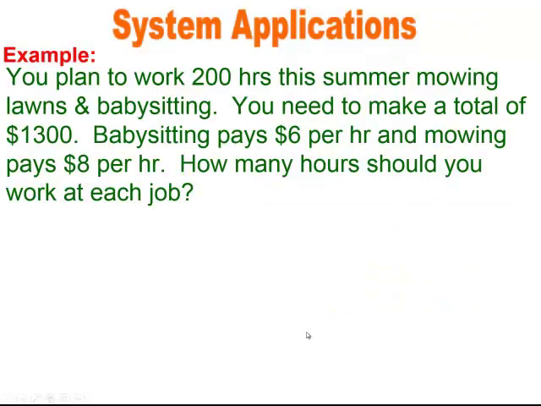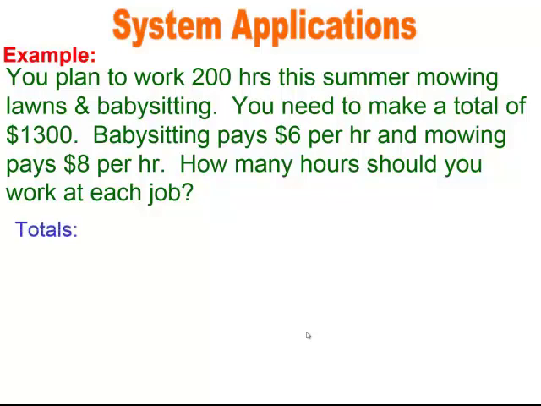So now we're going to do a systems of equations application problem. So first thing I always do is I read the problem first, and I want to identify totals. Totals are the important piece in setting up the equation. So you plan to work 200 hours this summer mowing lawns and babysitting. You need to make a total of $1,300. Babysitting pays $6 per hour, and mowing lawns pays $8 per hour. How many hours should you work each job?